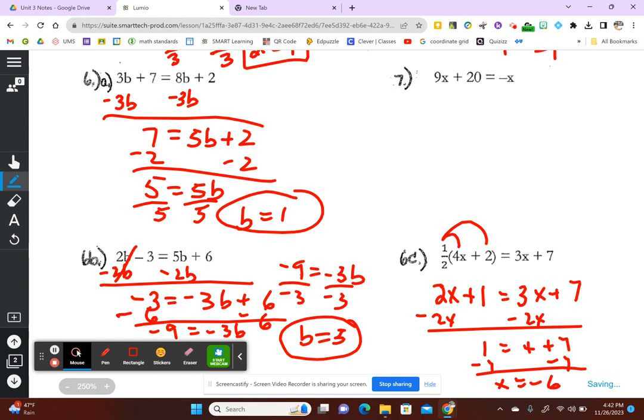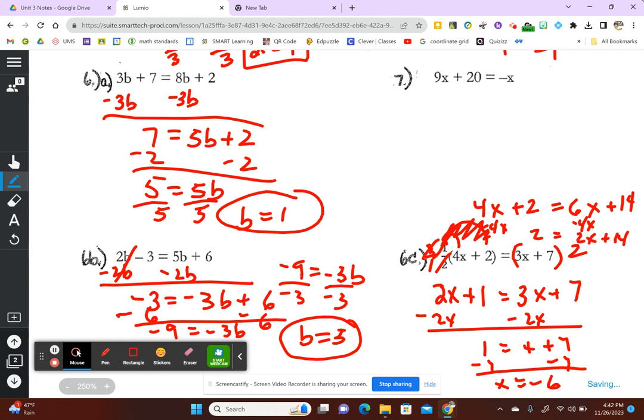Now, something else I could have done with this is I could have multiplied this by 2 and this by 2. Remember, I don't touch the grandchildren, so I get 4x plus 2 equals 6x plus 14. Then, if I subtract 4x from both sides, I get 2 equals 2x plus 14. If I subtract 14, I get 2x equals negative 12, and I'd end up with the same answer.